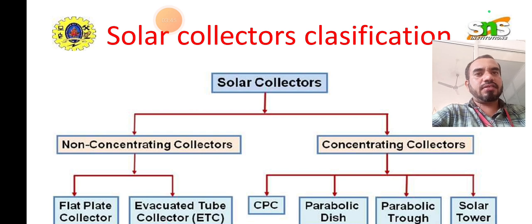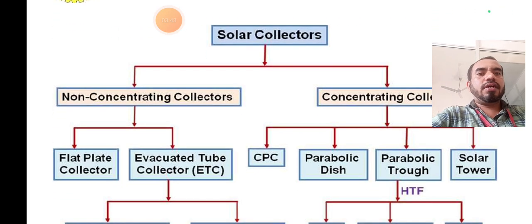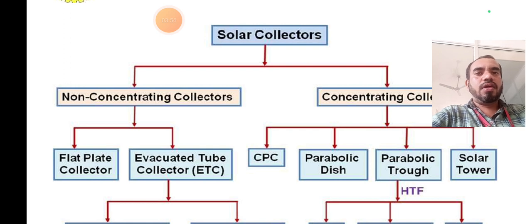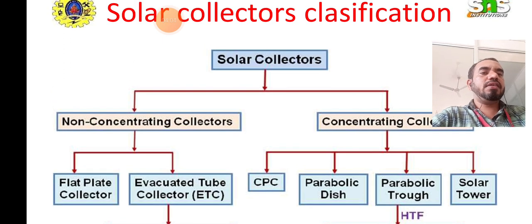trace the sun's radiation. The non-concentrating collectors are further classified into two, which are the mostly used collectors: flat plate collectors and evacuated tube collectors. The concentrating collectors are further classified into four: CPC, parabolic dish, parabolic trough and solar tower. These are the four types of concentrating collectors.